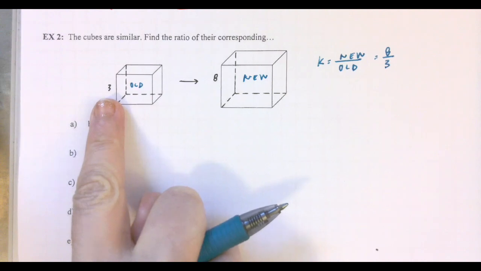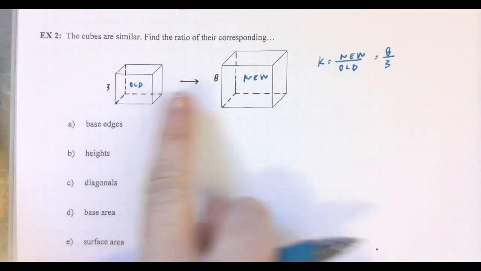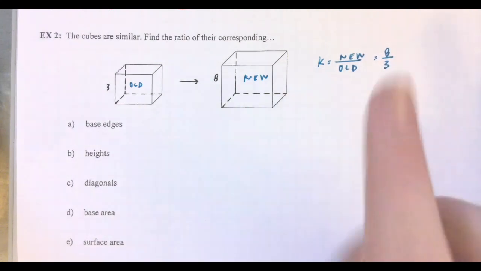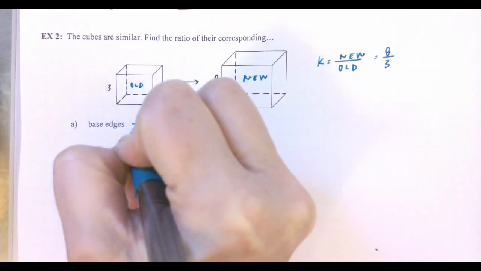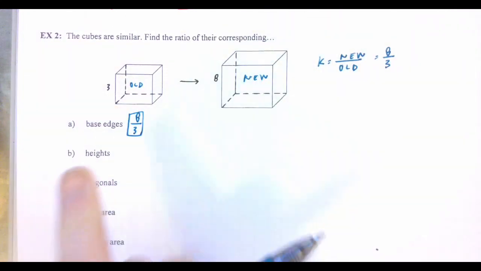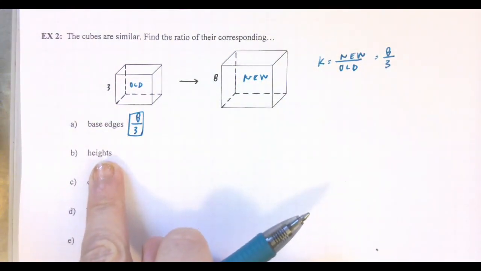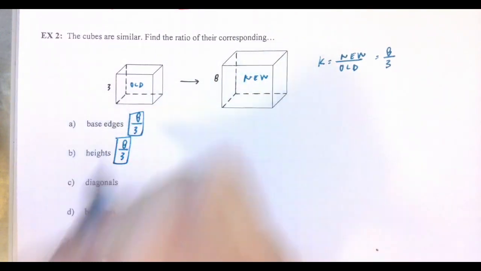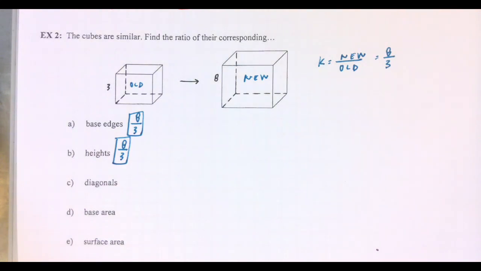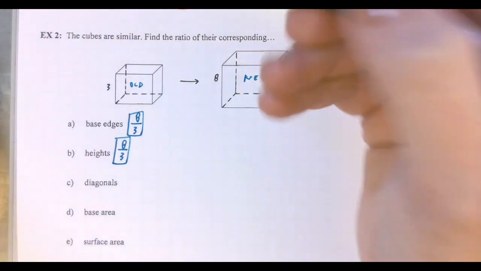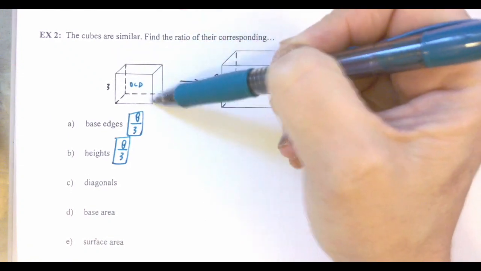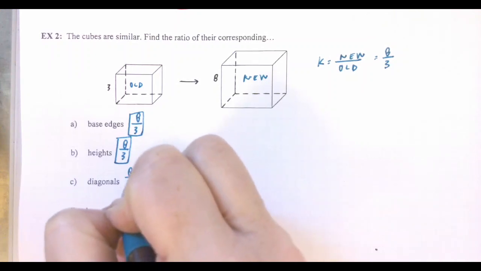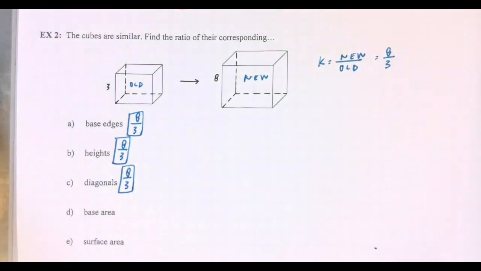My base edges for cubes are all the same, so these sides are in the ratio of new to old, 8 to 3. My heights are really the same as all of my base edges, my sides, also 8 to 3. Anything to do with segments will have the same ratio, 8 to 3. So the diagonals, if I connect opposing vertices here to here, here to here, same ratio, 8 to 3. But not area, never area.